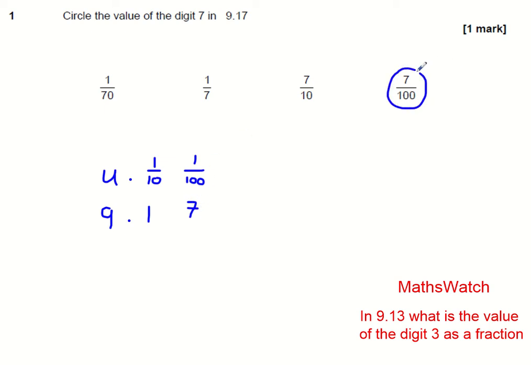answer. Just to show you the difference between the exam paper version and the Maths Watch version, in the Maths Watch question they use the number 9.13 and they ask you to write that as a fraction. They give you the number 3 as the top number and they have a line, and your task is to fill in the bottom number, which in this case would be 100.